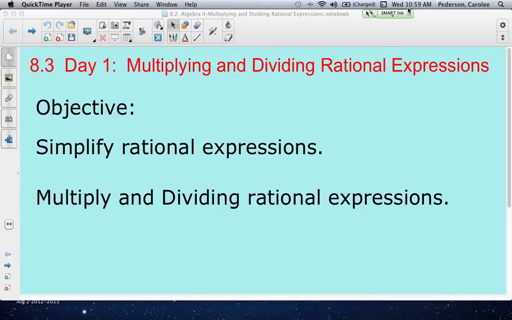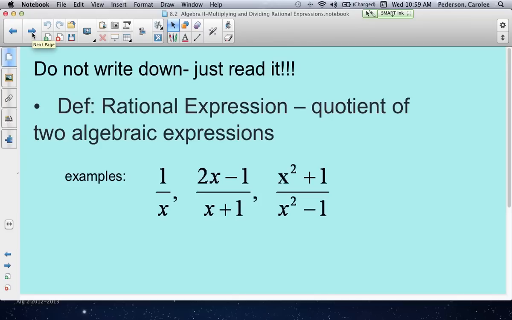This is 8.3, day 1. The topic today is multiplying and dividing rational expressions. Don't need to write the objective down. We're going to simplify rational expressions, explain what rational expressions are, and then go on to multiplying and dividing rational expressions.